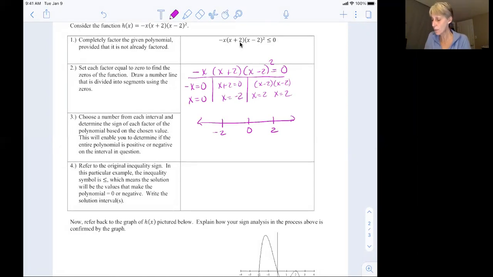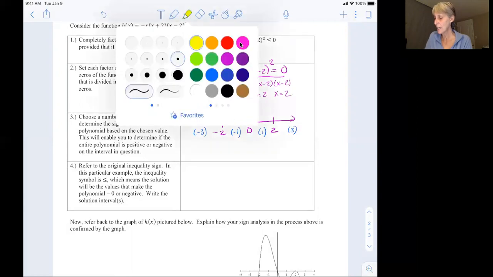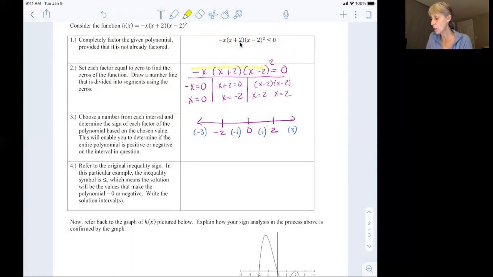Now when we choose a number from each interval, okay, so we're going to test our intervals again. I might write my numbers in a different color. We're going to test negative 3. I'm going to test negative 1. I'm going to test 1. And I'm going to test 3. Remember, we're testing it in our factored form. We want to be real careful to use this nice factored form.